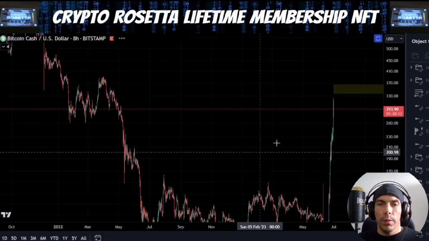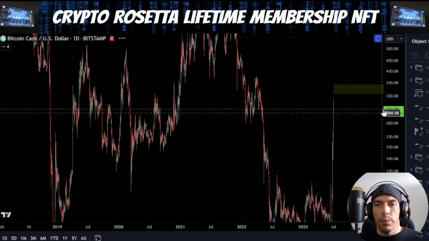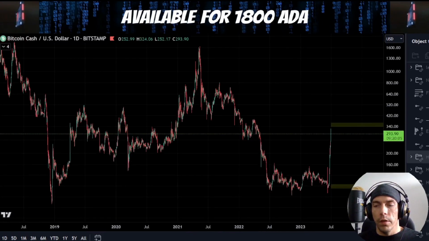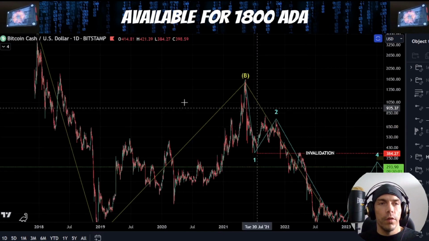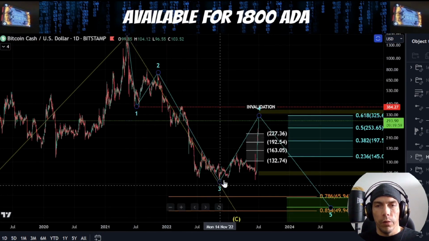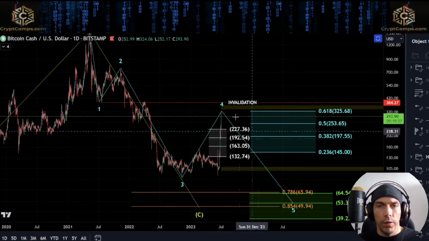Okay, so we've got a couple of things here that I want to just discuss before we jump into the main count. Now, this whole move to the downside, there's a couple of ways we can look at this. We can treat this as A, B, and then we're looking for the potential that this could be 1, 2, 3, 4, and 5.